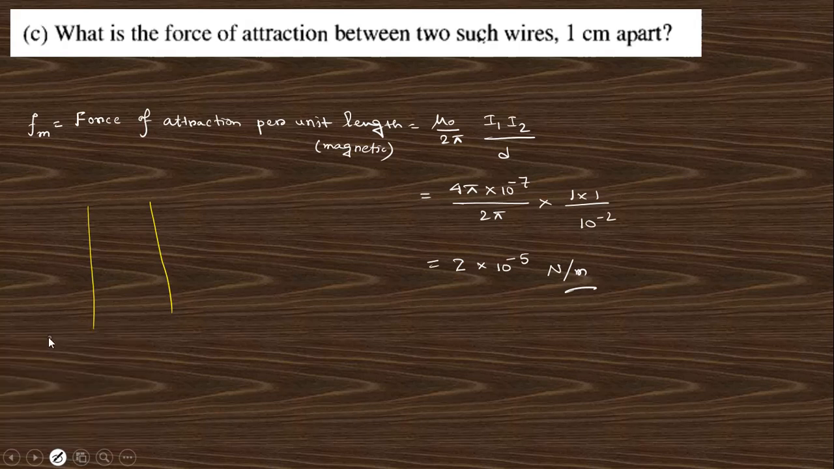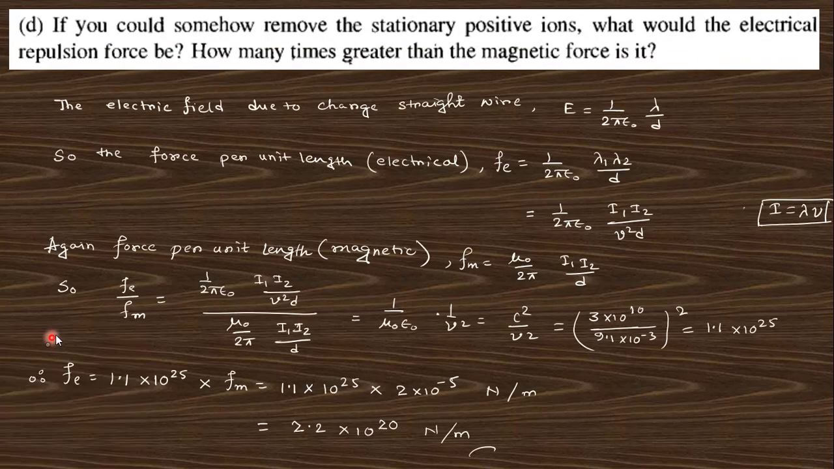From this book, or in the theoretical description, we know that the magnetic force of attraction per unit length is mu 0 by 2 pi, I1 I2 by d. So just put in these values: mu 0 is 4 pi times 10 to the power minus 7, I1 and I2 are both 1 ampere, and the separation is 1 centimeter, so 10 to the power minus 2 meter. This is the value of the force of attraction when the currents are in the same direction. When the currents are in the same direction, there will be a force of attraction. Go to the next one.